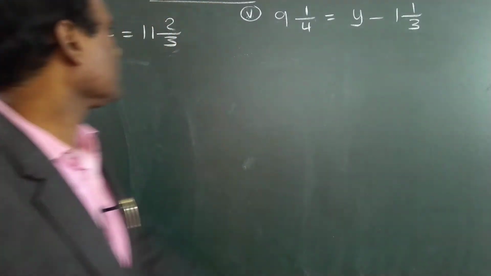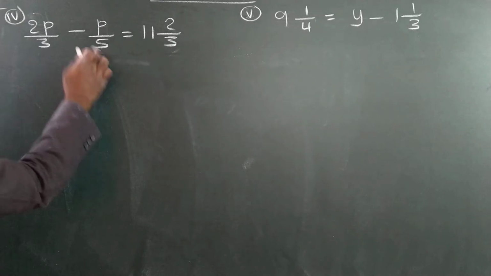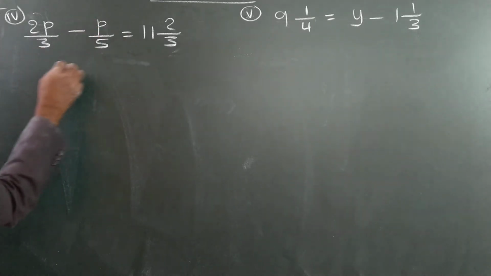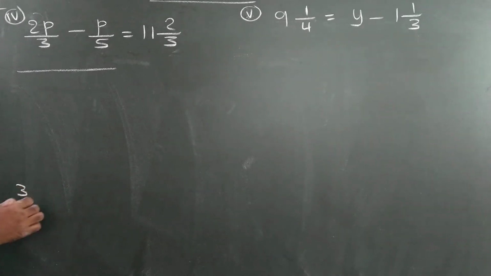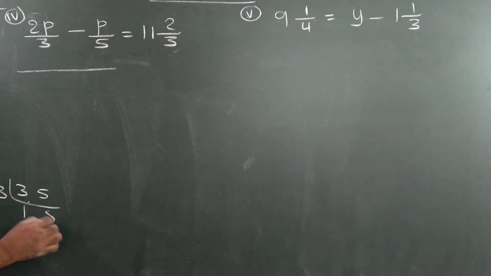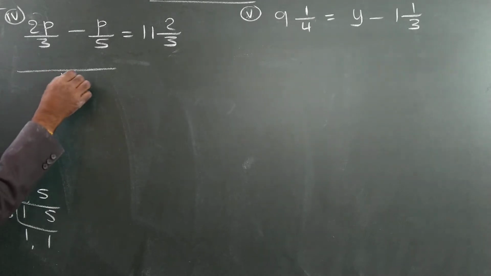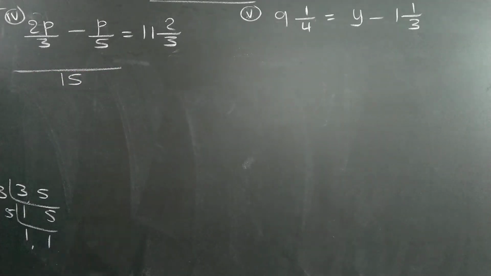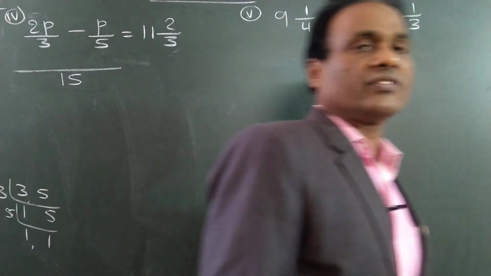See here. On the left side, to subtract two fractions or to add two fractions, we have to take the LCM. LCM of 3, 5: 3 ones are 3, 5 same, 5 ones. So 3 5s are 15. 15 is the LCM. You just practice how to take the LCM. That you already studied in the lower classes.